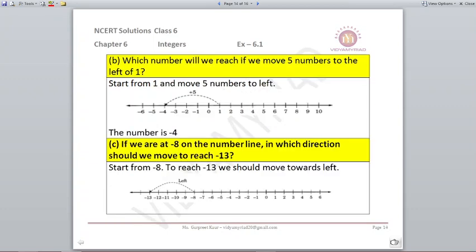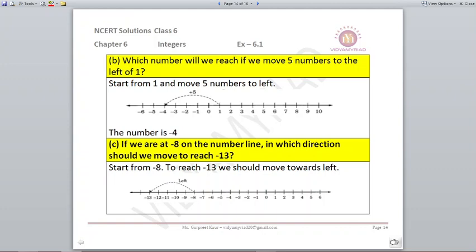Which number will we reach if we move 5 numbers to the left of 1? Now we have to start from 1. From 1 we need to move towards the left hand side. How many times? 5 numbers. That means I will reach minus 4, which is the required answer.